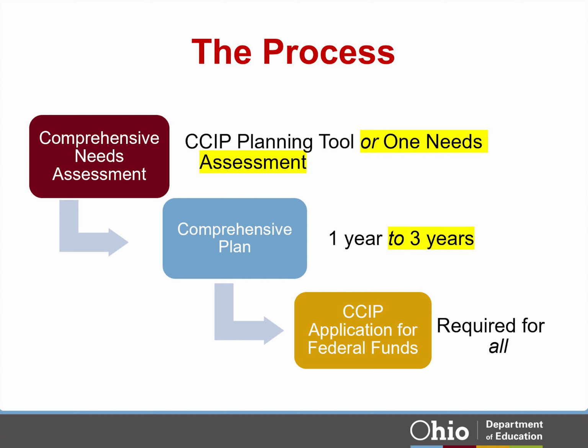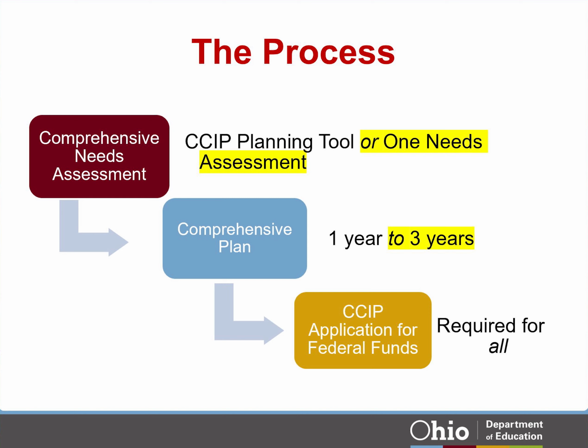The decision framework system has been retired. This year only, there are 2 options. Districts can either complete the new One Needs assessment, or they can complete the needs assessment in the CCIP planning tool. Step 2 is creating a comprehensive plan.